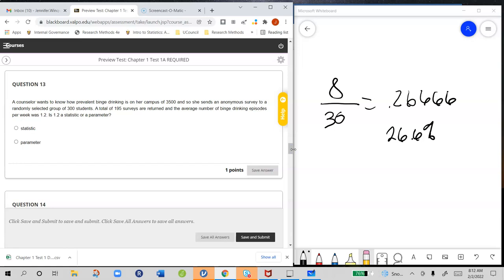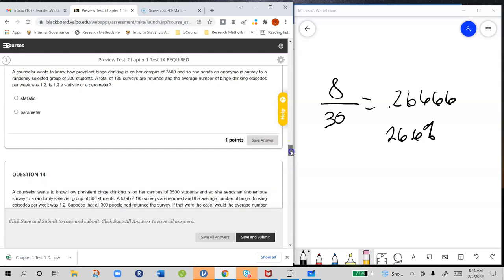Number 13, a counselor wants to know how prevalent binge drinking is on a campus of 3,500 people and sends an anonymous survey to a randomly selected group of 300 students, right? And so they find that the average number of binge drinking episodes per week is 1.2. And the question is, is that a statistic or a parameter? Statistics are values that describe samples. Parameters are values that describe populations. She took a sample of 300 people from the greater population. So this is a sample statistic.